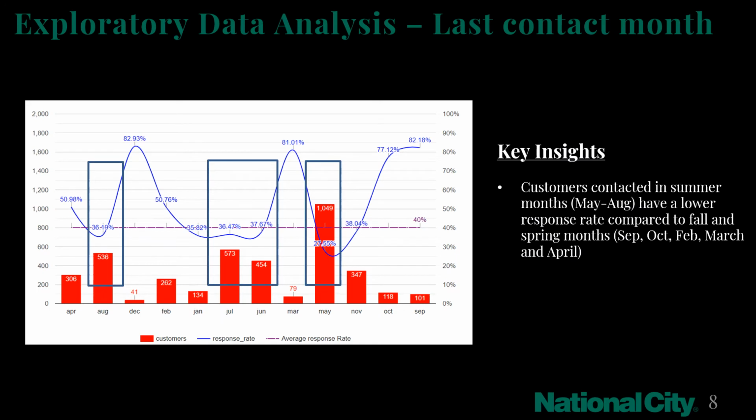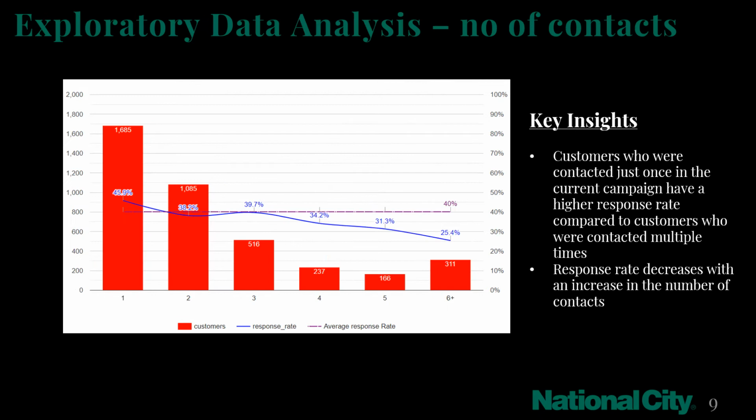So here are some key insights from the exploratory data analysis. As I told you earlier, customers contacted in summer months have a lower response rate compared to the fall and spring months. Similarly, here you'll see that customers who were contacted just once in the current campaign have a higher response rate compared to customers who are contacted multiple times. And you also see the response rate decreases with an increase in the number of contacts.